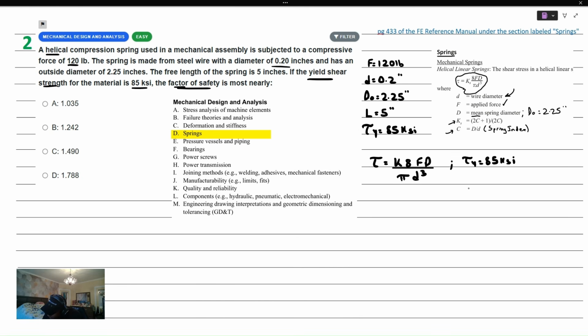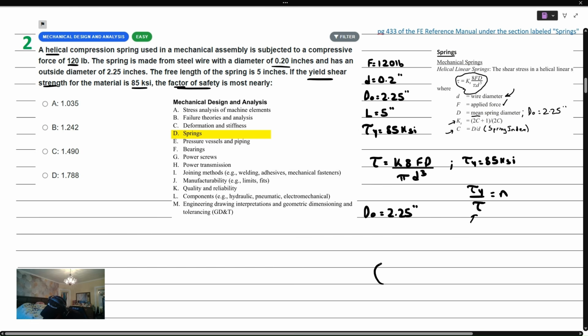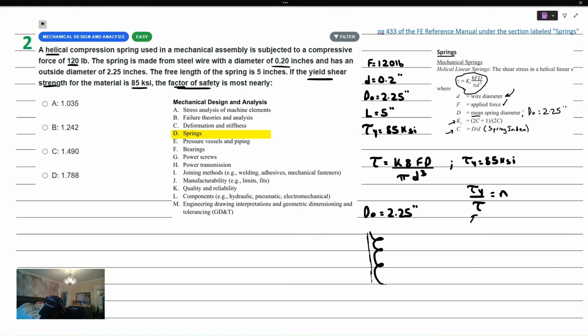Now, once I take the ratio of the yield strength to the actual shear strength in the body, what I'll get is the factor of safety. So all I really need to do is calculate what the shear in the body is. We understand that using the outside diameter, which is 2.25 inches, we technically have a few different circles that make up a spring. So if we think about a spring here, oh my God, that's terrible. Okay, that's pretty bad too, but I hope you guys are able to understand this.